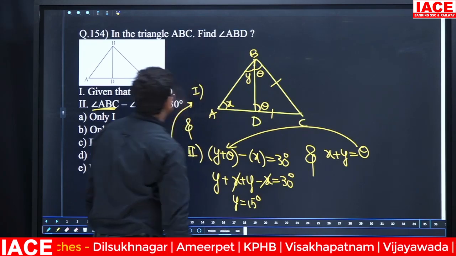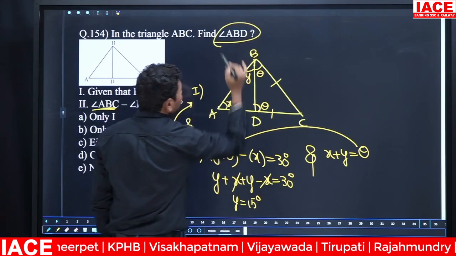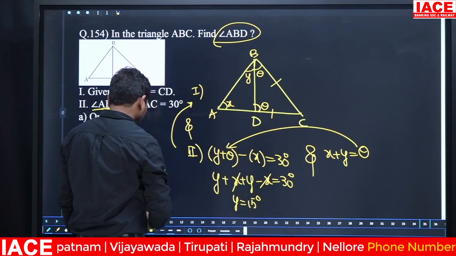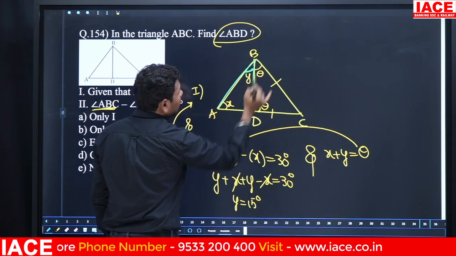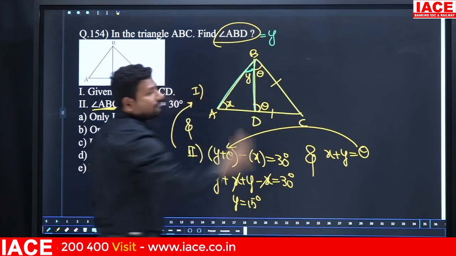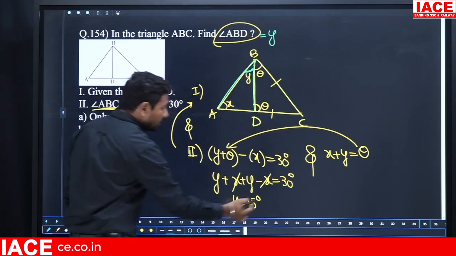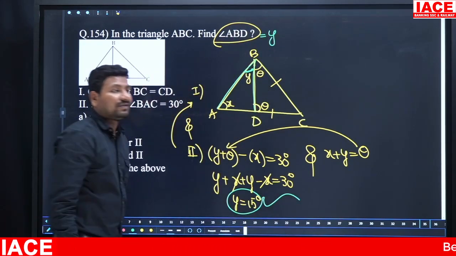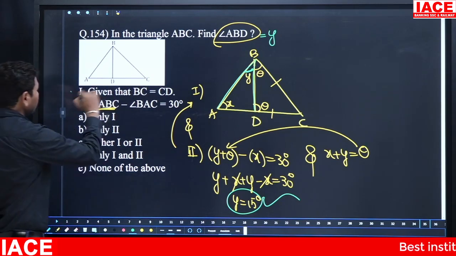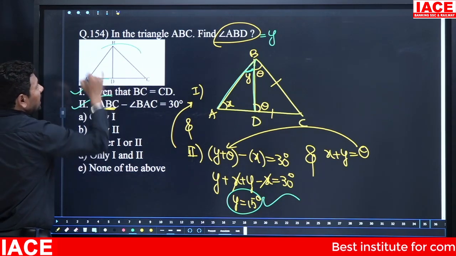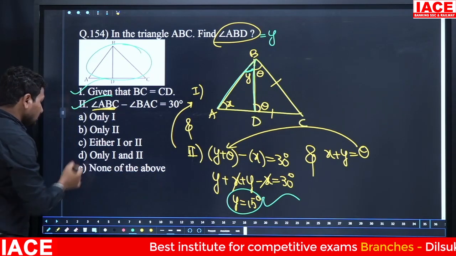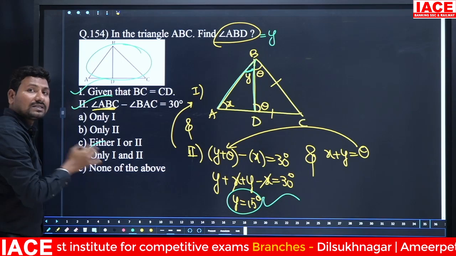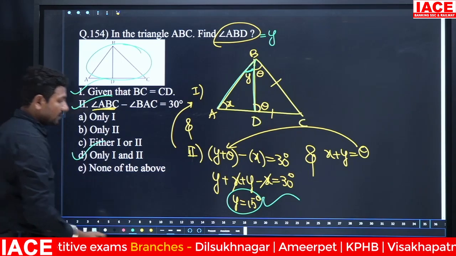15 degrees. The question is they are asking angle ABD. This angle is required. Angle ABD is equal to what value? Y value is required. Y value you got. Y value is equal to how many degrees? 15 degrees. That means when you are merging the first statement and second statement for this diagram particularly, compulsorily you will get a final answer. That means here also you need to know that to assign statement 1 and statement 2 is perfect.